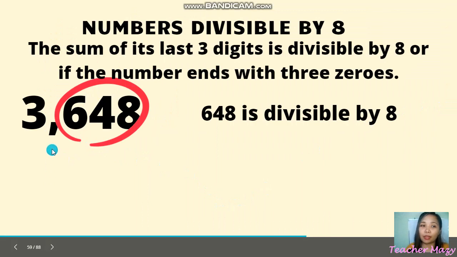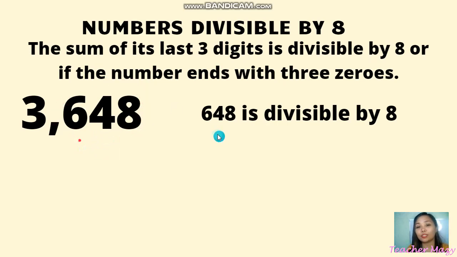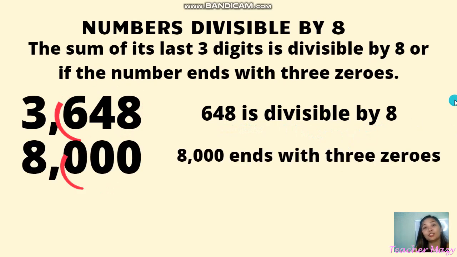So, for example, we have 3,648. 648 is the last 3 digits of this number. And 648 is divisible by 8. So, the next number is 8,000. 8,000 ends with 3 zeros. So, that means it is also divisible by 8.